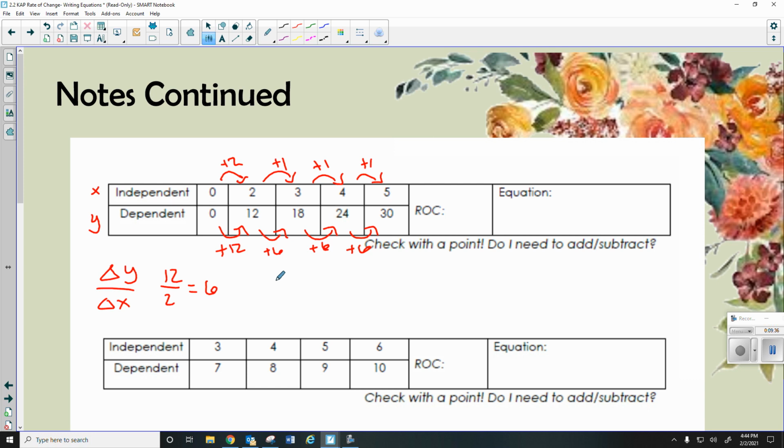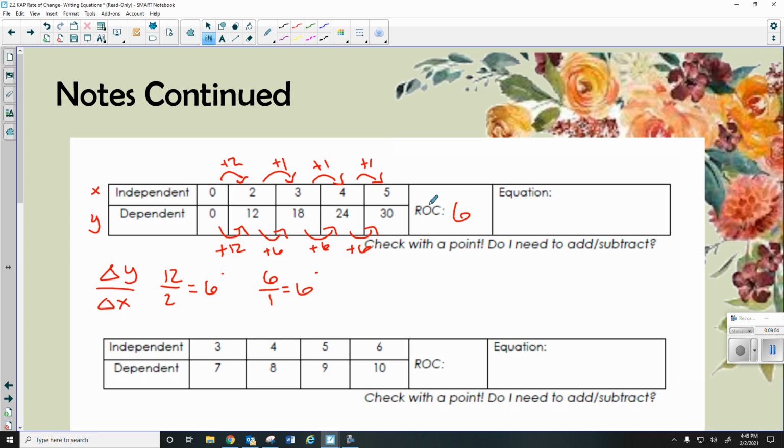These are all 6 and 1. So if I do this change in Y over this change in X, that's 1. Okay, so it's still constant. It's just they sort of skip the 1 value. That's fine. No matter what, my rate of change, my M, was equal to 6.